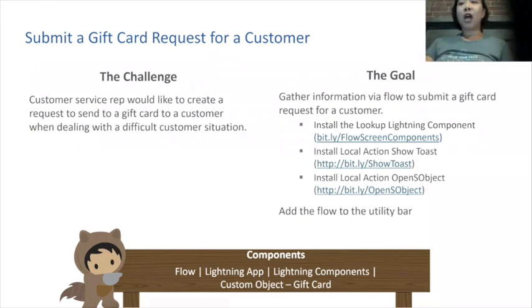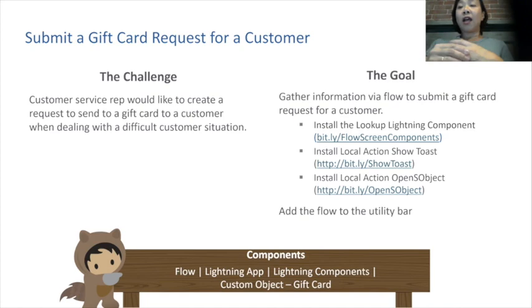Then we're going to install a local action, show toast. Show toast in Lightning Experience is the little message that pops up. It's either a green color or red color, depending on whether it's a success or error message. That's showing a toast message. We'll install that. And then we're also going to install a local action called Open Object. This will allow us to direct the flow to a specific Salesforce record.